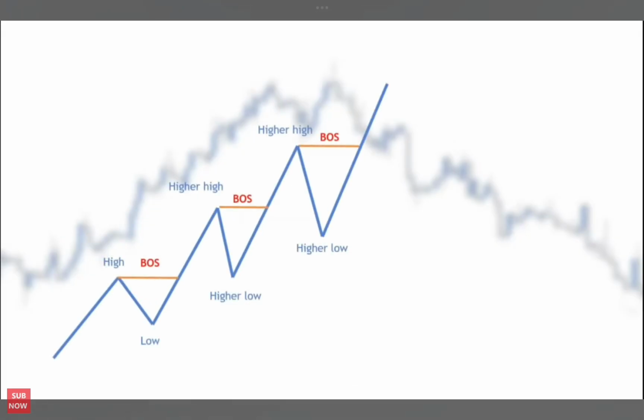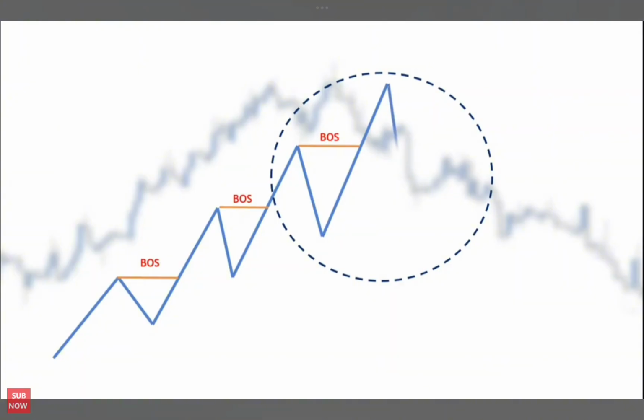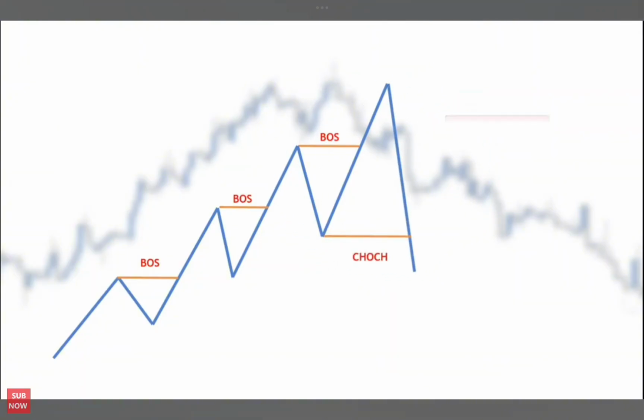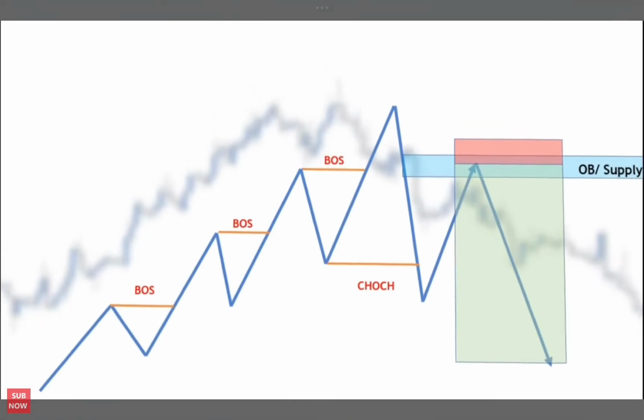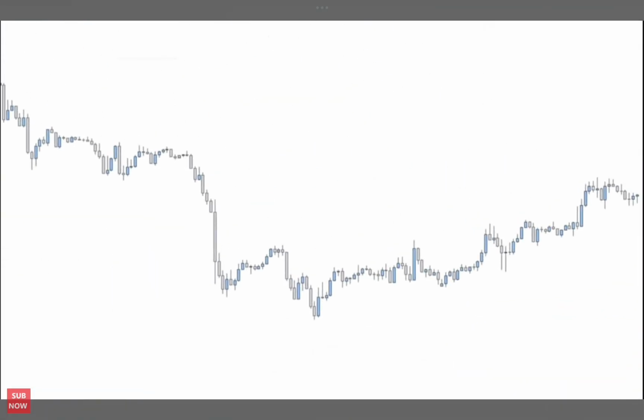As you can see, there's an uptrend in which the price couldn't make a higher high, breaks its last higher low, and forms a change of character. Let's take a look at the chart and see if we can spot the change of character in the market or not.